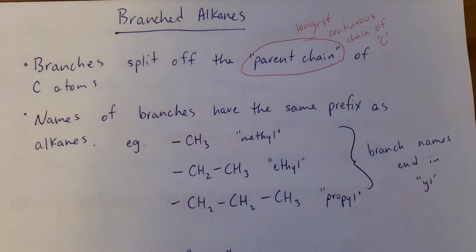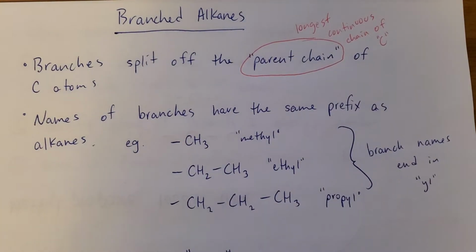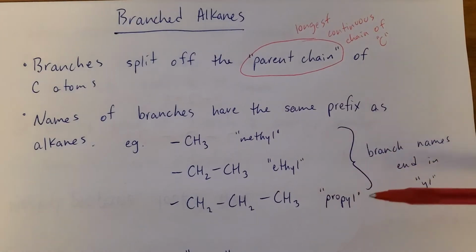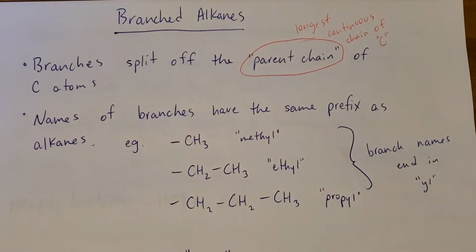The names of branches have the same prefixes as the alkanes I showed you, but they end in YL. So if you see a CH3 hanging off something, that's methyl. If you have a CH2CH3, ethyl. Propyl has 3 C's. I don't think you're going to see a butyl branch. Most of them are methyls with some ethyls thrown in, and you might see 1 or 2 propyl branches.